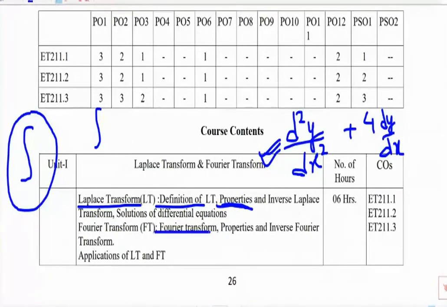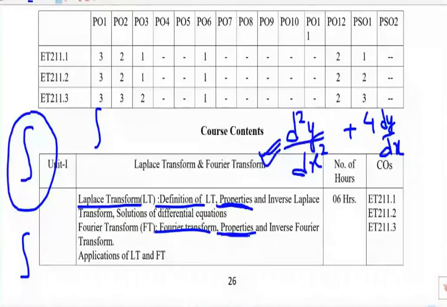Transform means we are converting one domain to another domain. Again in the Fourier transform we have one integration, so every time it is not feasible to solve the integration. To avoid that we will use the properties.